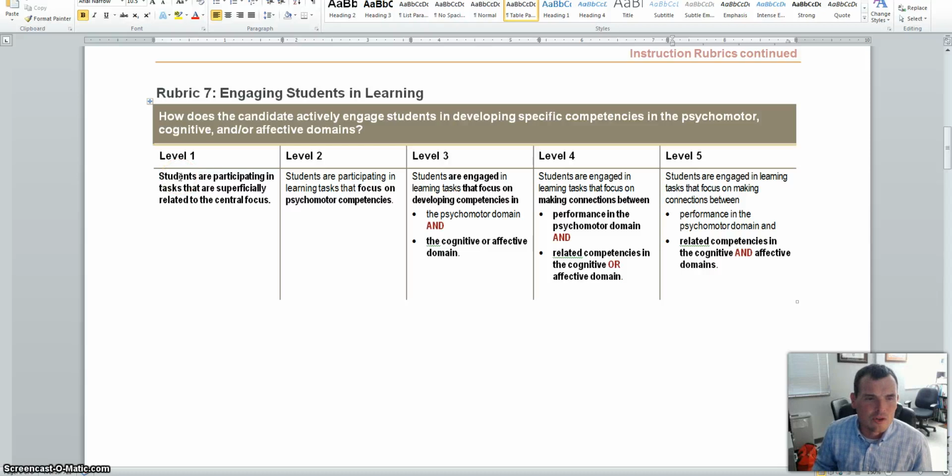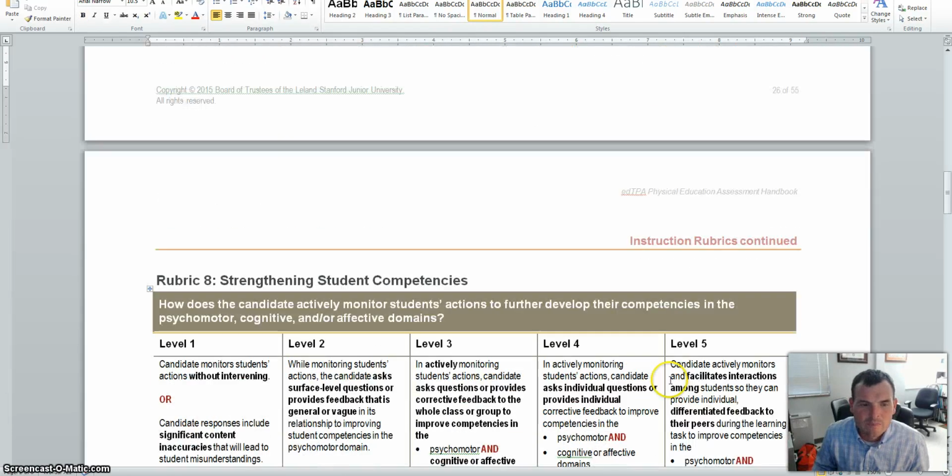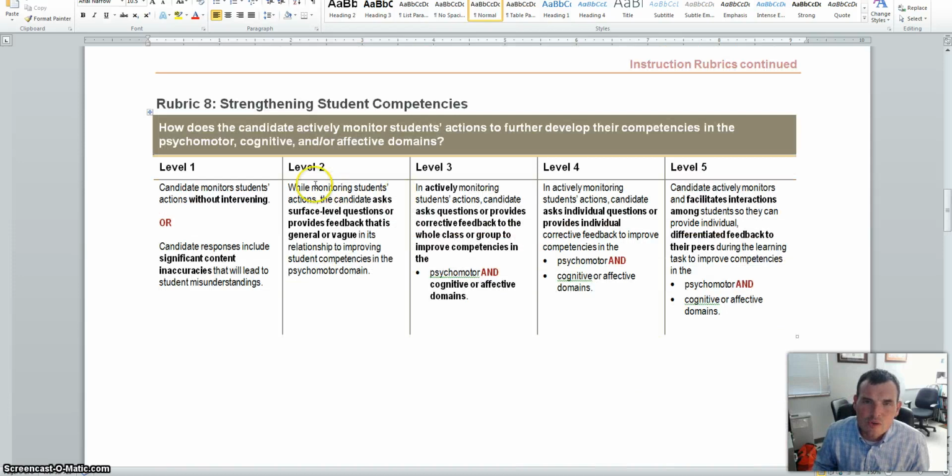Level 1, students are participating in tasks that are superficially related to the central focus. Look at level 5. Students are engaged in learning tasks that focus on making connections between performance in the psychomotor domain and related competencies in the cognitive and affective domains. If you only pinpoint one, that brings us back to a level 4. But if you're able to show competencies in both cognitive and affective, you have a greater chance of achieving a level 5. Rubric 8, strengthening student competencies.